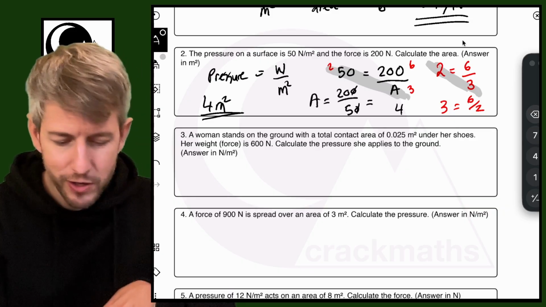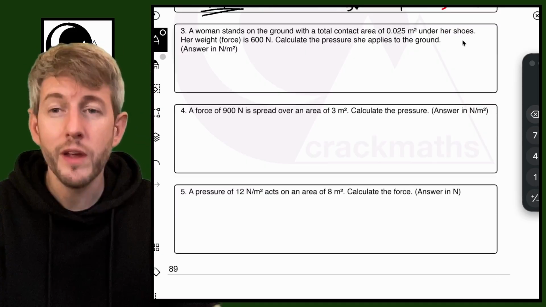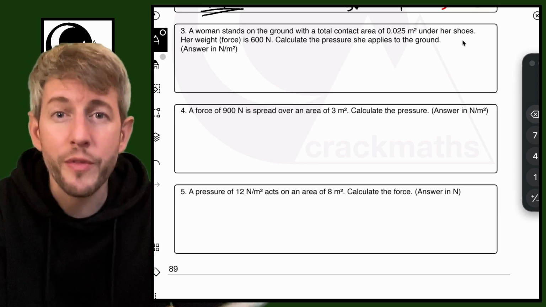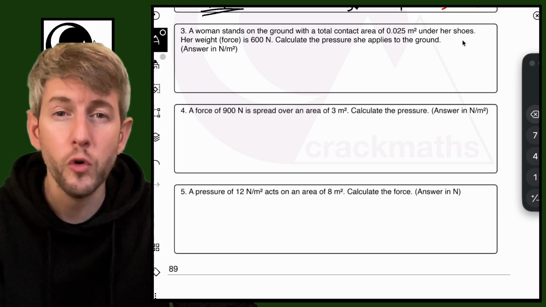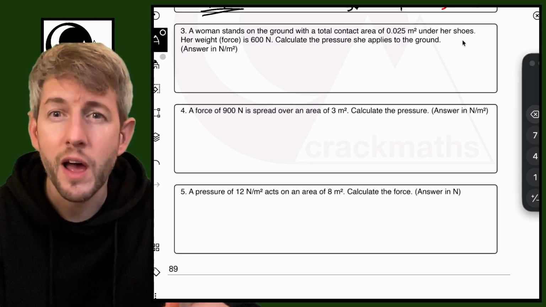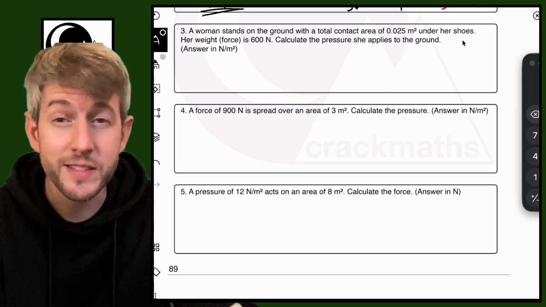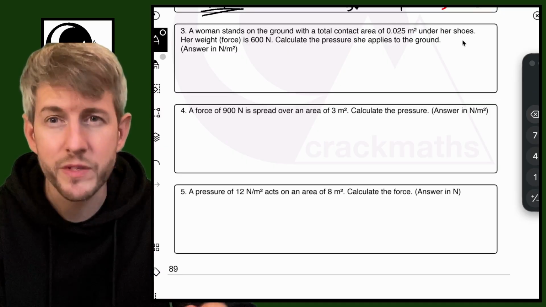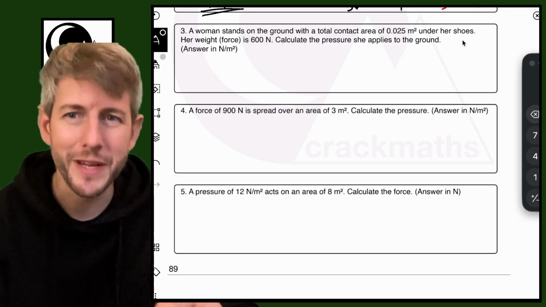Right, let's have a look at question 3. Question 3 says that a woman stands on the ground with a total contact area of 0.025 meters squared under her shoes. Her weight, the force, is 600 newtons. Calculate the pressure she applies to the ground. Answer in newtons per meter squared.